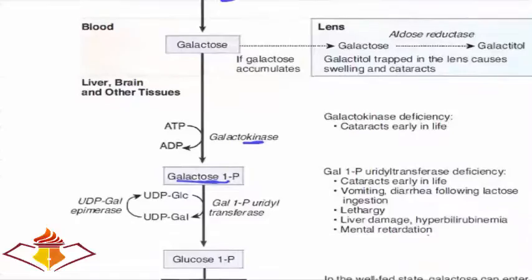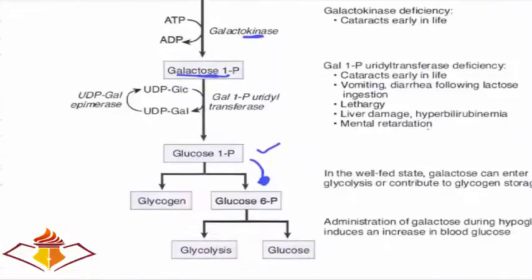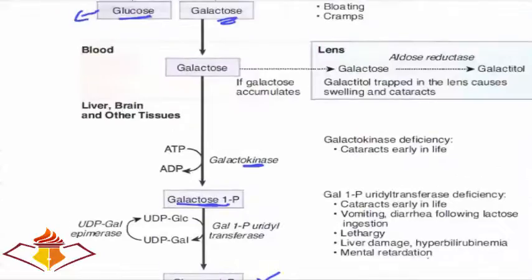Then that galactose 1-phosphate makes glucose 1-phosphate, and then this glucose 1-phosphate makes glucose 6-phosphate, and then this glucose phosphate moves into glycolysis to make pyruvate. So actually galactose also makes pyruvate by this process.